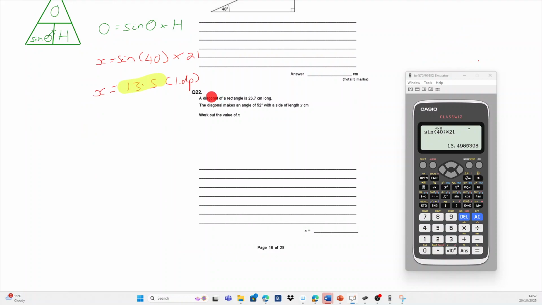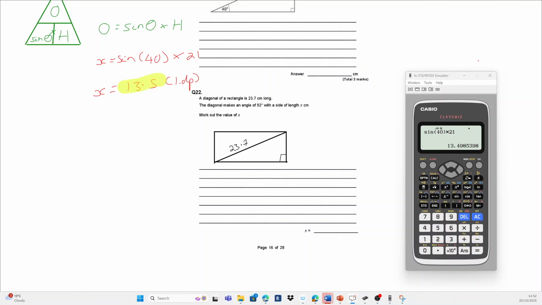Question 22: you've got a diagonal of a rectangle that is 23.7 centimeters long. So let's just draw this out. I'm not even looking at any mark schemes here, we're going through it like you would do in the exam. So you've got a rectangle over here. There we go. And the diagonal of the rectangle, this part here, is equal to 23.7 centimeters, and that's going to be a right angle.